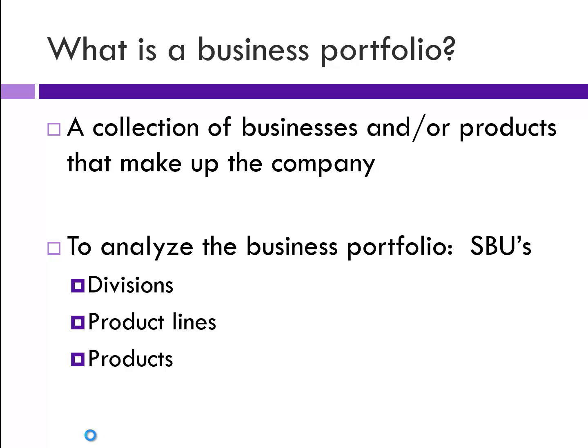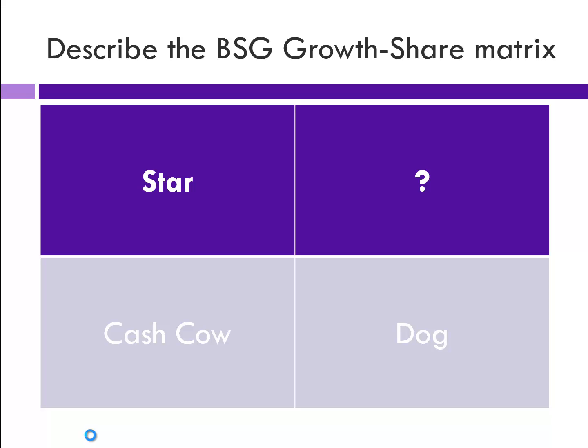A really well-known way to analyze the business portfolio is the Boston Consulting Group's, I think that should be BCG, Growth Share Matrix. And they take all the different, you can do it by product line, whatever, and you break it into this little chart here according to its growth potential and our share of the market right now.